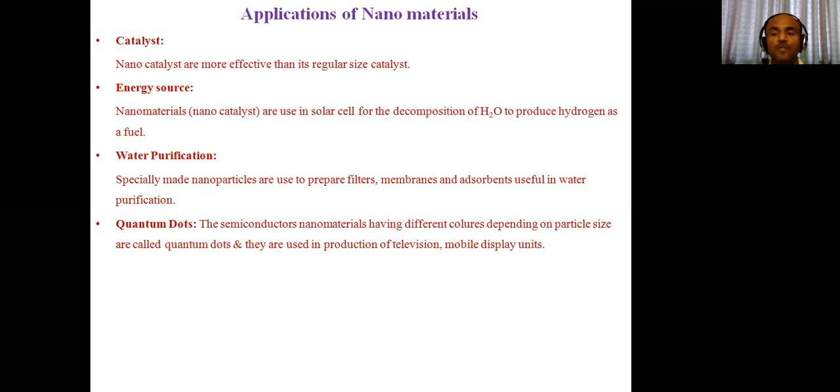Now, the last part of this presentation includes the applications of nanomaterial. We know that this branch, nanotechnology, is very important in the field of science, research, and technology, due to the various applications of this nanomaterial. The first important application of nanomaterial is as a catalyst. We know that nanoparticles are more effective due to their increased surface area. Therefore, nanocatalysts are also more effective than their regular size counterpart.